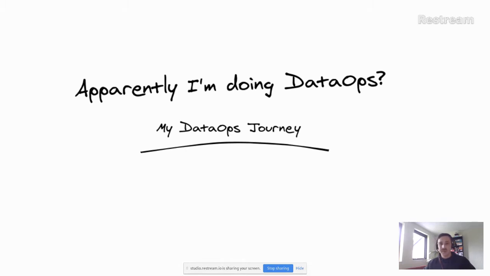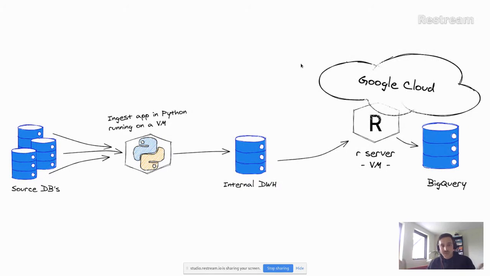They had a problem with a data ingestion pipeline that they were running. And I was asked if I could solve this issue with this pipeline. And that turned into kind of an interesting journey, which I will share with you today. So the use case itself. There was an ingest application written in Python, running on a virtual machine somewhere in the internal network.